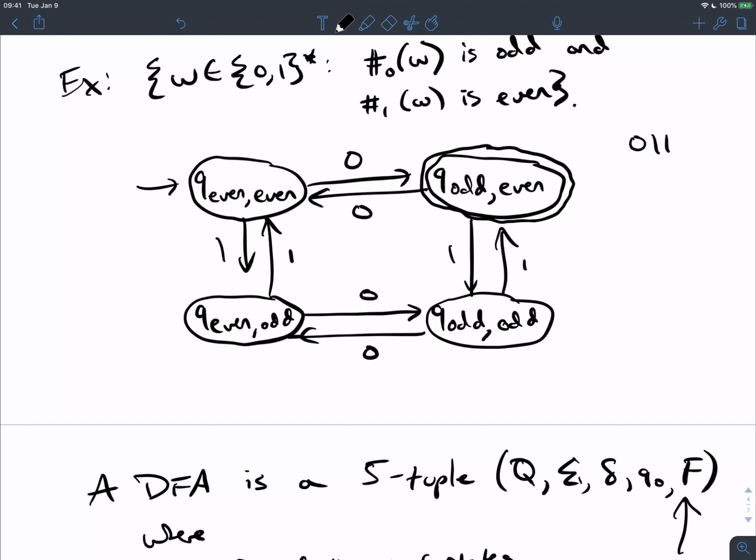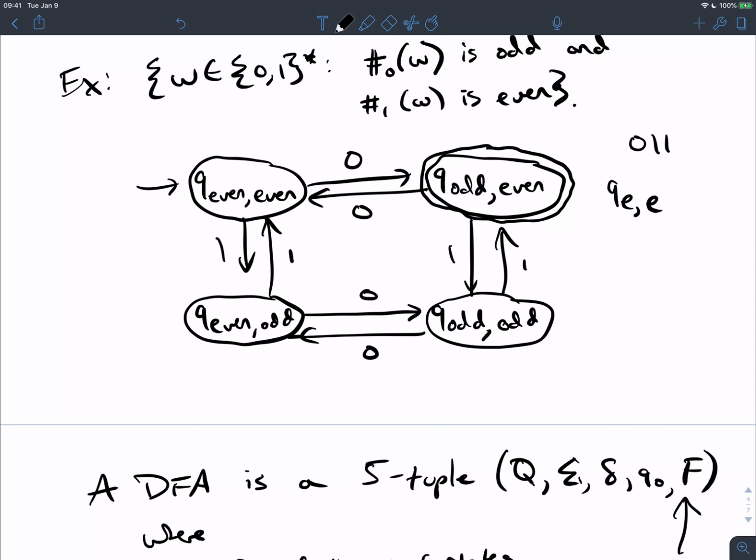Well, what is the sequence of states that I visit here? What is the start state that I visit first? Q even, so I'm going to abbreviate that to EE. Well, let's see. How do I know what state to go to next? I look at the first character. What state should I look at? Q even, even. I see a 0.